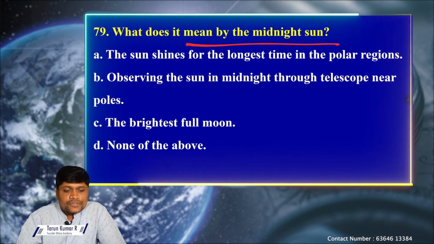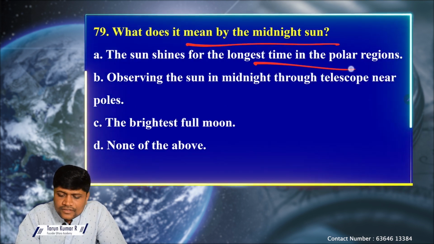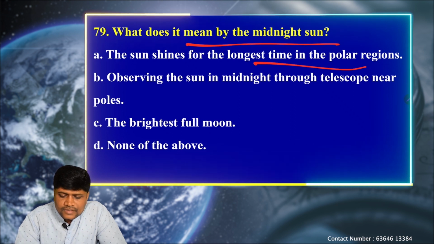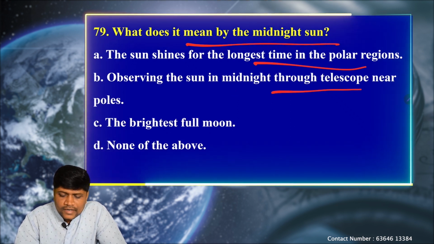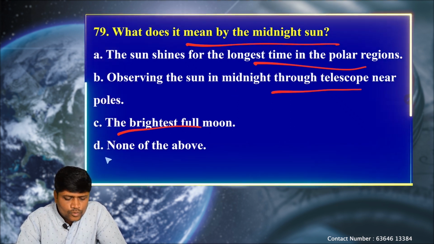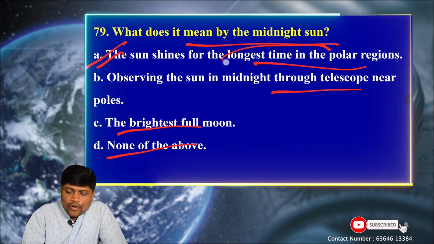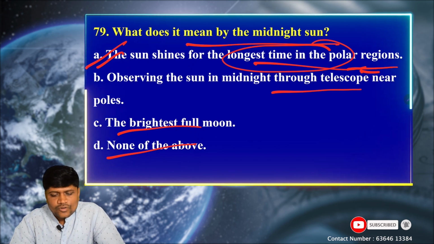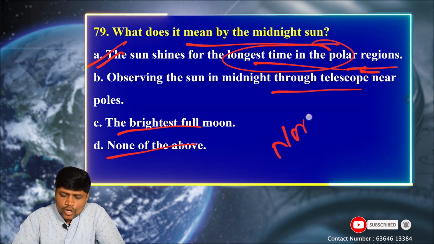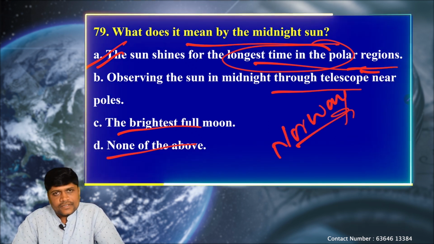So, here we have the options. The sun shines for the longest time in the polar regions, observing the sun at midnight through a telescope near the poles, the brightest full moon, none of the above. We know the option, the sun shines for the longest time in the polar region, is called the midnight sun. Again, we know that Norway is called the land of the midnight sun.